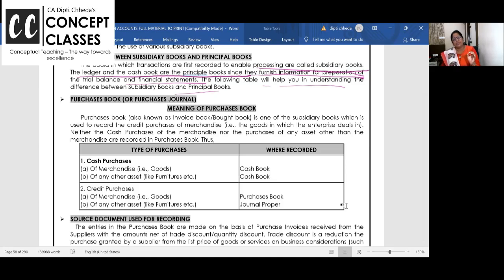How many types of the books are we going to do? Purchase book, sale book, purchase return, sales return, bills receivable, bills payable, and cash book. Cash book, all single column, double column, triple column, we will do everything.